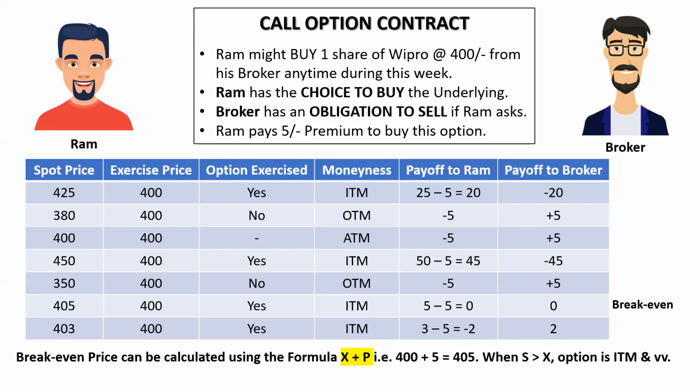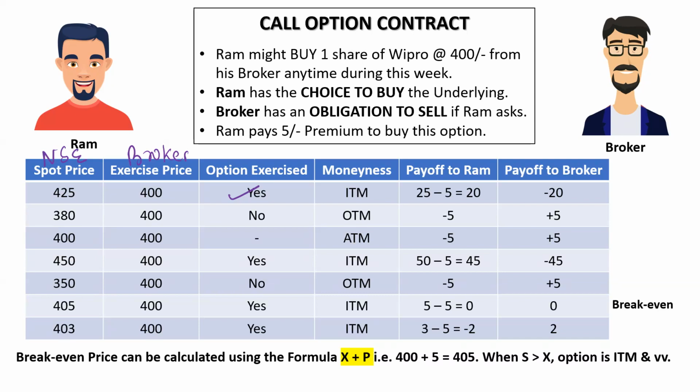Let us see some more scenarios and understand this concept in detail. We have already seen this. If the spot price is 425, now think about the spot price as the price at NSE, and exercise price is the price that the broker is giving you. So in NSE, you're getting the share at 425. The broker is giving it to you at 400. Will you buy it from the broker? The answer is yes. So that means the option is exercised.